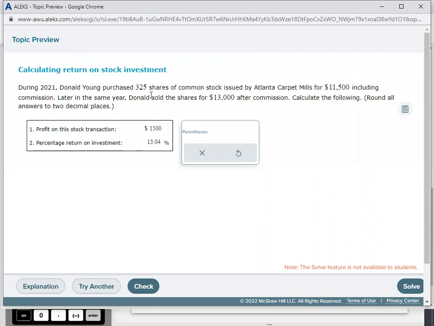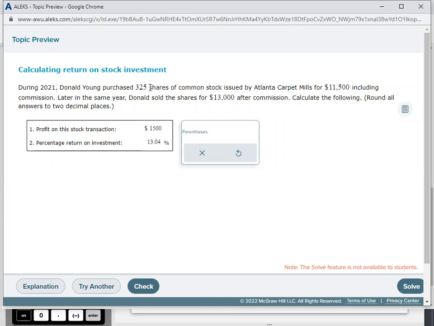Okay, so on this one, during 2021, Donald Young purchased 325 shares of common stock issued by Atlantic Carpet Mills for $11,500, including commission. So he bought 325 shares, 325 individual pieces of the company. Again, presumably out of millions, or at least thousands. Now he spent a total of $11,500, and yes, that included commission, but commission is usually pretty small. Like if you go to TD Ameritrade online, it's like $10 to make the purchase. So you make an $11,500 purchase for 10, and then you spend an extra 10, you don't even notice it.